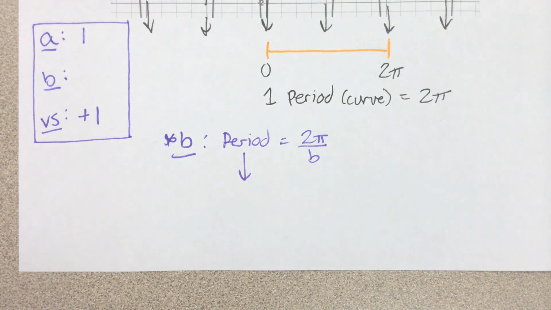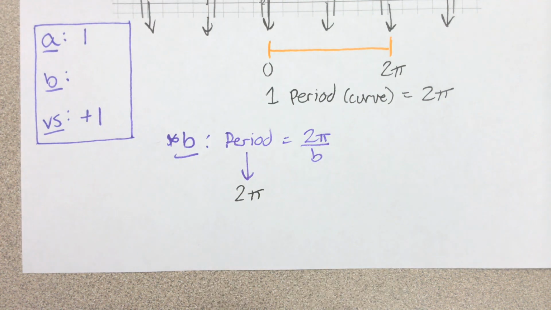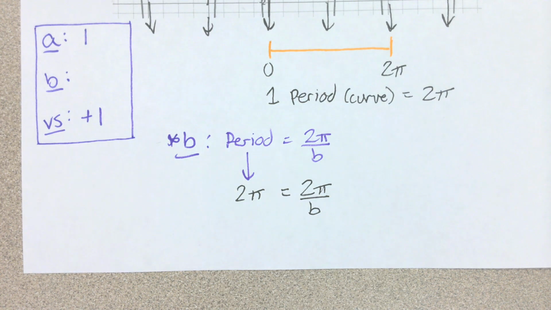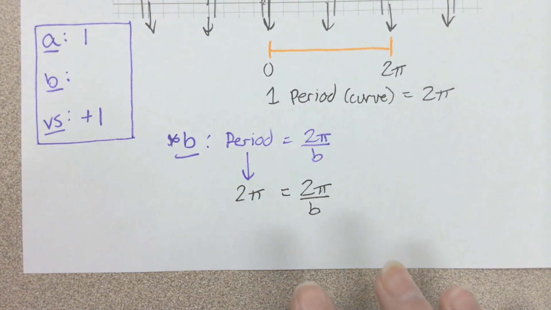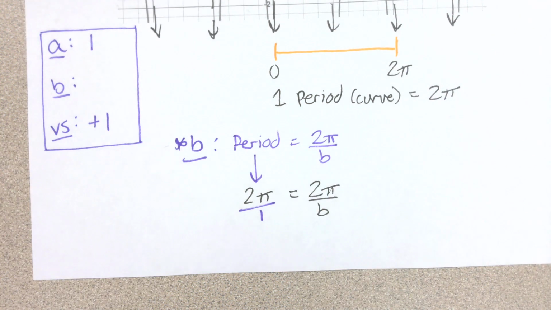We now know the period. We just figured it out. It's 2 pi equals 2 pi over b. And then I'll put this over 1 just for emphasis. Now from here, you are welcome to cross multiply and solve, but I hope at this point you can stare at that and tell me that b is clearly 1. If the tops are the same, the bottoms must be the same if they're going to be equal fractions. Just logically speaking, that's the only way it would work.